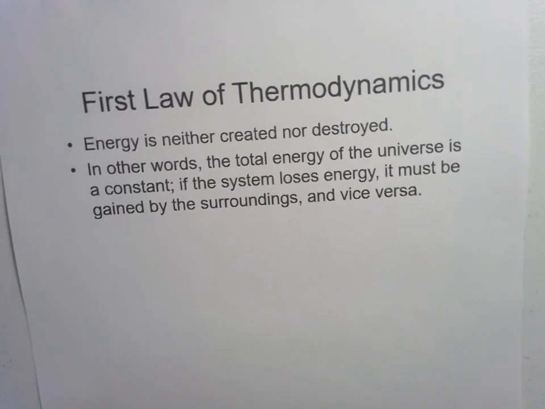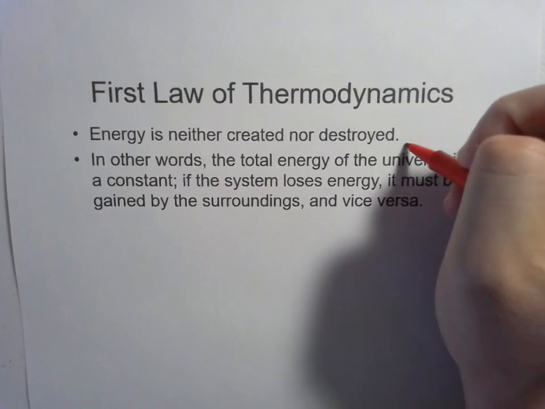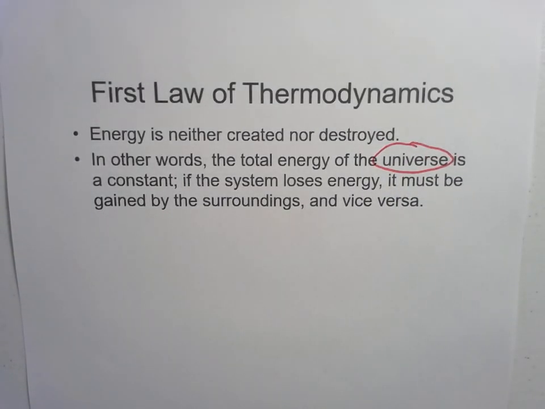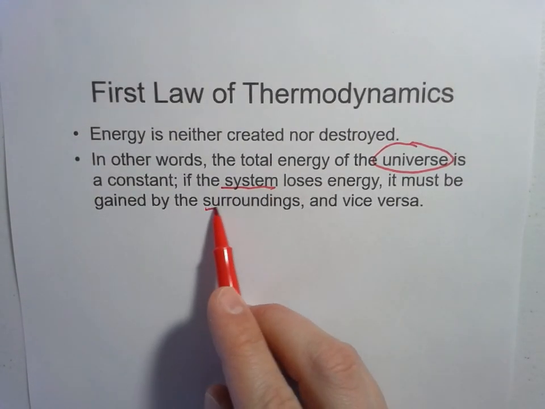That brings us to a really important scientific law: the first law of thermodynamics. The first law talks about energy conservation, and it states that energy can neither be created nor destroyed. In other words, the total amount of energy in the universe is a constant. If the system loses energy, then it must be gained by the surroundings, or vice versa. We talked about how the universe in thermodynamics can be broken down into two parts: the system, what you're studying, and everything else, known as the surroundings.